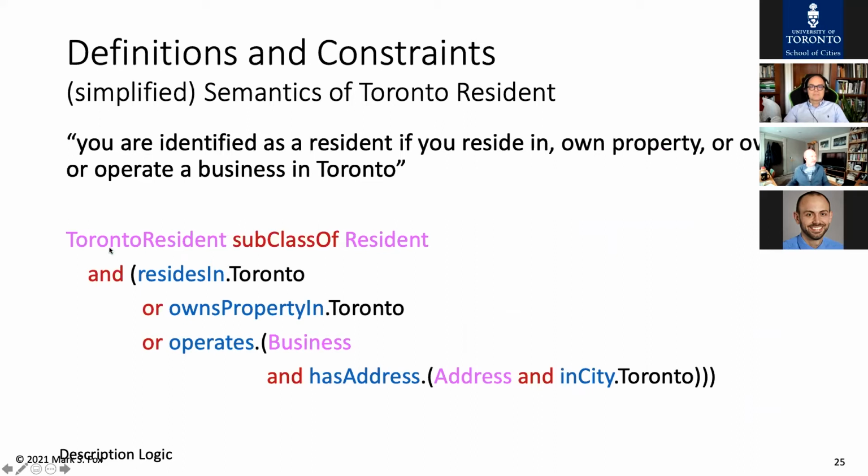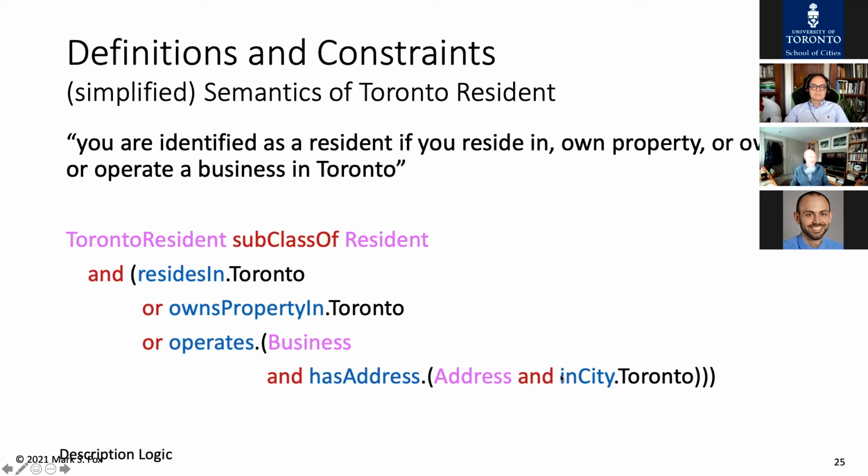So in this case, and this is a simplified specification of logic, Toronto resident is a subclass of resident and resides in Toronto or owns property in Toronto or operates a business, and that business has an address, and that address is in the city of Toronto. So this brings us pretty much to the point of being able to represent this sentence explicitly and being able to apply it explicitly to verify that somebody is actually a resident of Toronto. Or if I were to say, Chris is a resident of Toronto, I know that he either resides in Toronto, owns property in Toronto, or operates a business with an address in Toronto. I can infer that from the assertion that Chris is a resident of Toronto.